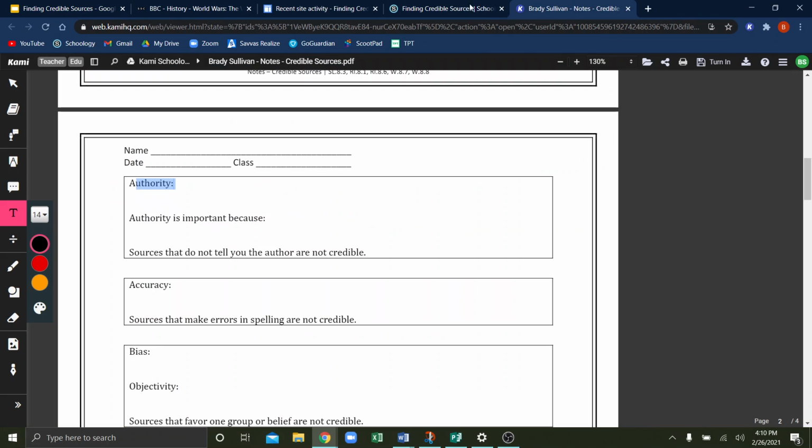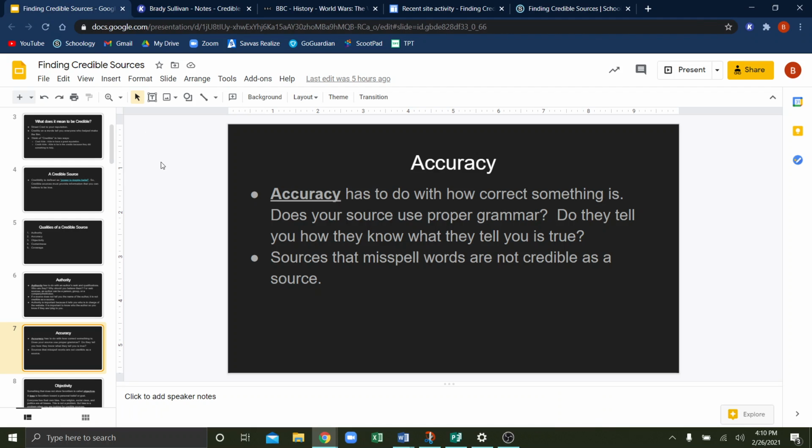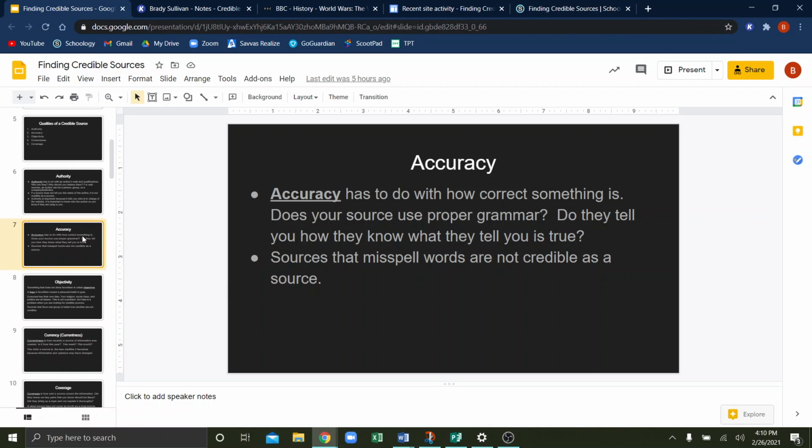Okay, so make sure you put this down. I'm going to move this over here on why authority is important. Sources that do not tell you the author are not credible. It's important because you need to know they're not lying to you.